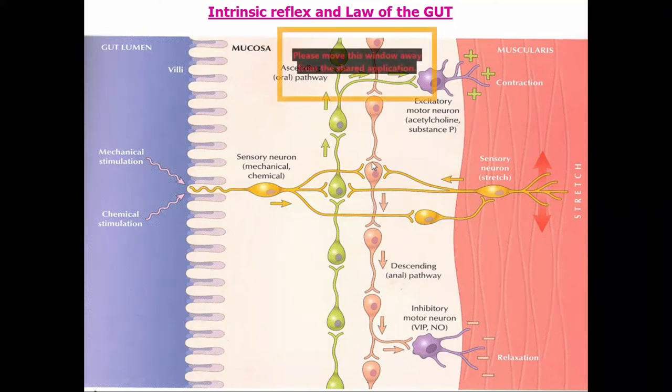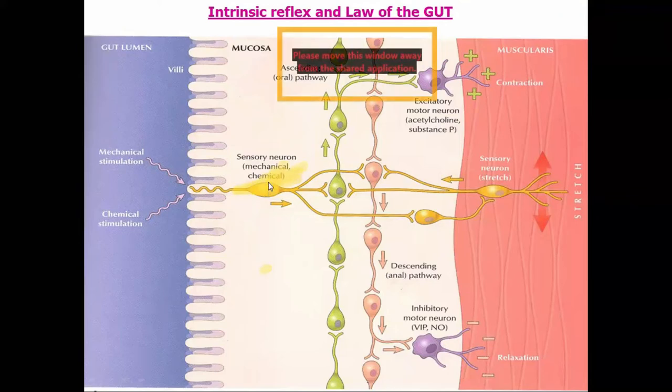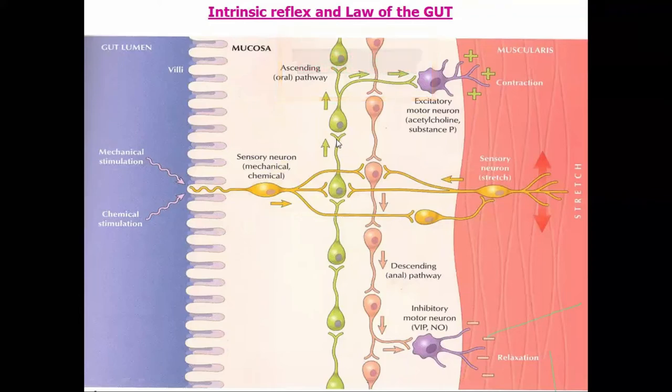The pink one is the anterograde neuron, and the greenish one is the retrograde neuron. This one is the sensory neuron. Whenever there is mechanical or chemical stimulation, the sensory neuron is activated and releases serotonin. Once it does, it activates the anterograde neuron that is going forwards and the retrograde neuron that is going backward.